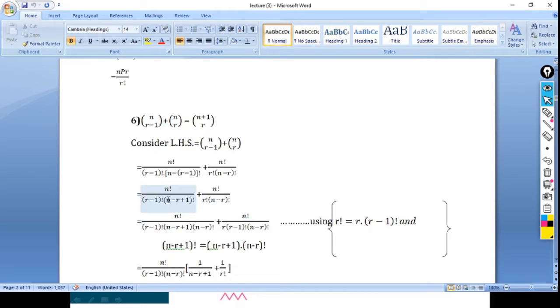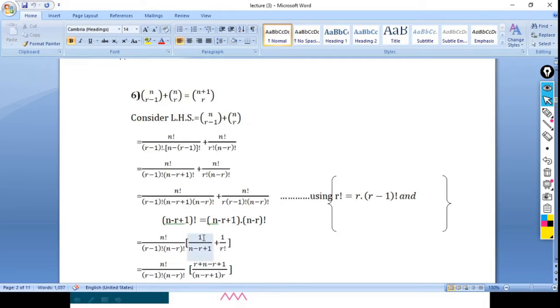Next is here n minus r plus 1 and here we are having n minus r. So the biggest term is n minus r plus 1. So again we will write that is n minus r plus 1 factorial is equal to n minus r plus 1 and the next term reduced by 1. So plus 1 minus 1 get cancelled, so it is n minus r factorial. Now use these two results in this one. So this n minus r plus 1 factorial will be written as n minus r plus 1 into n minus r factorial.